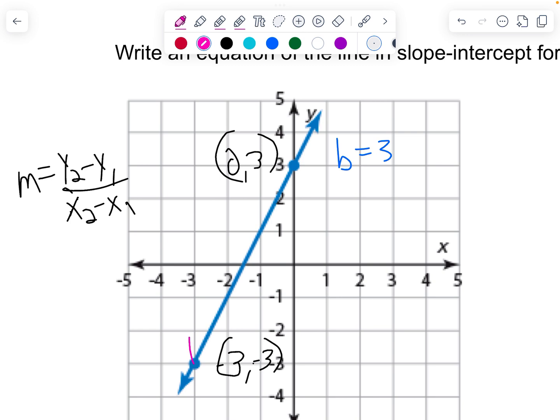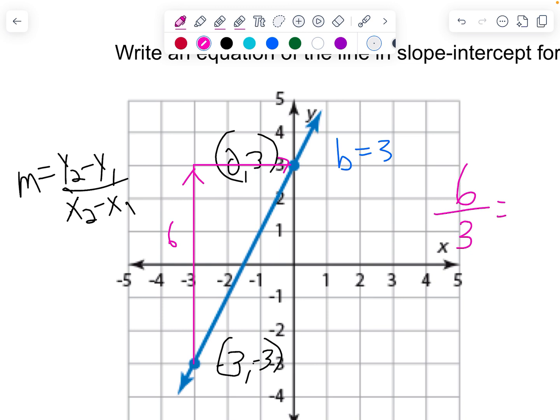So I'm going to go up 1, 2, 3, 4, 5, 6. I went up 6, positive 6. So I know my top part of the slope is 6. From there, I go to the right. 1, 2, 3. 3 to the right. That's positive. So I get 6 over 3.